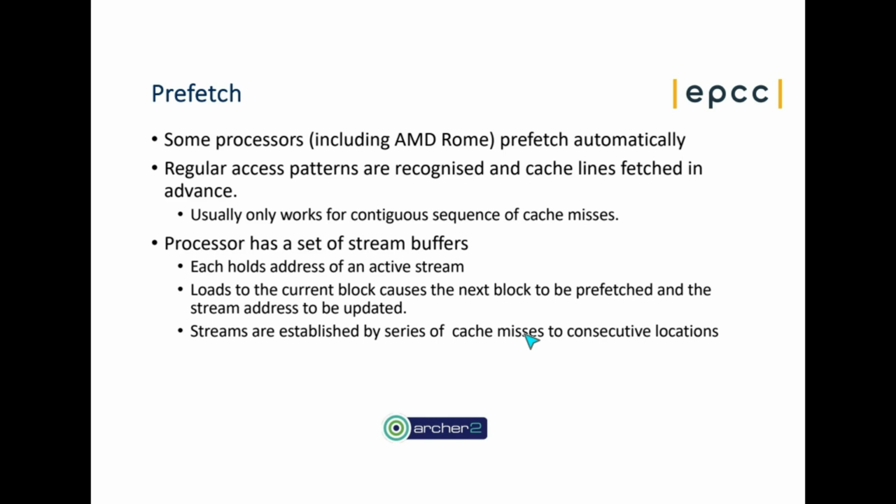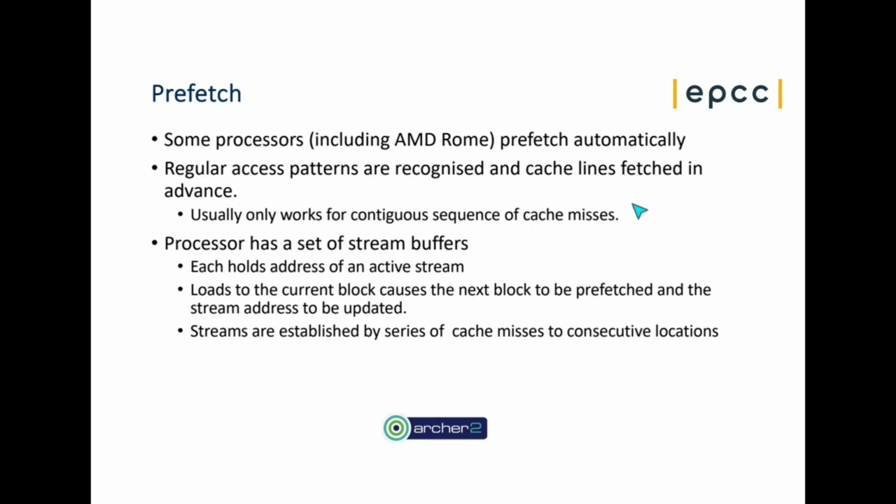Prefetching. Most modern processors will do automatic prefetching. This is the process by which the hardware, the memory system, tries to anticipate what data you're going to use next and preload it into the cache for you. Regular access patterns are recognized, and then the cache lines will actually be fetched before there's any actual load or store issued for those lines.